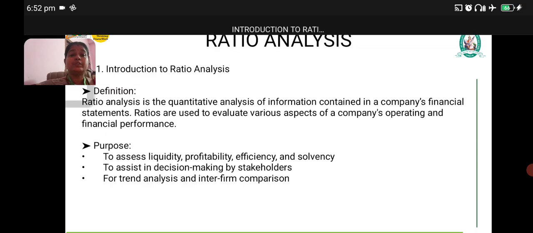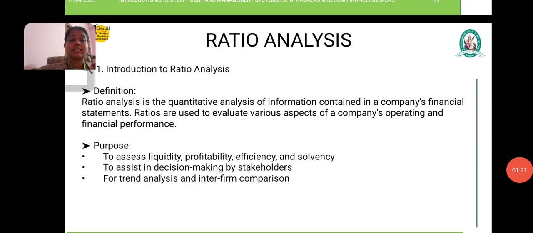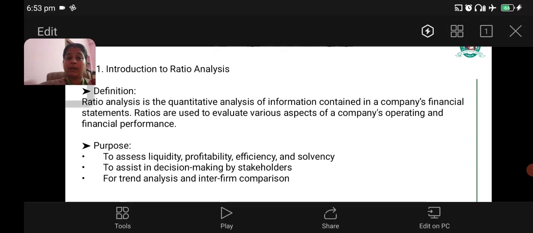Ratios are used to evaluate various aspects of a company's operations and financial performance. That is, this tool is used in order to know the actual operating and financial performance of the company. So management has to take decisions, and management should know what the position of the company is. For that purpose, they use a tool called ratio analysis.